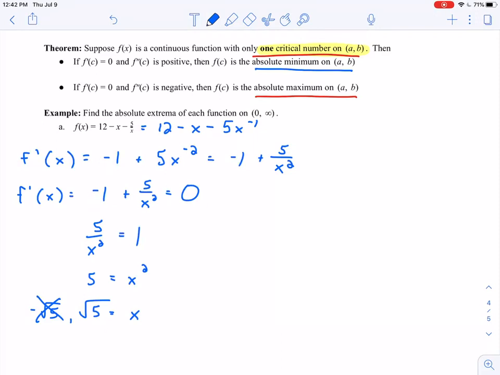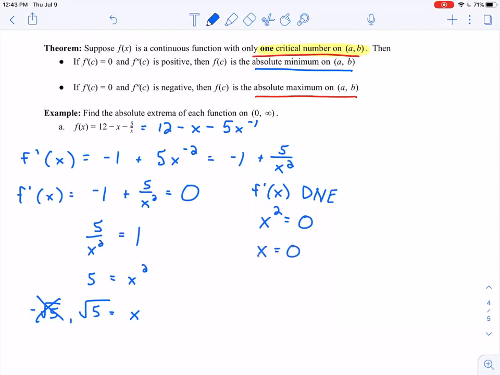But remember, we also need to consider places where f prime of x does not exist. This theorem, we wouldn't be able to use the second derivative if we had a point where our function is not differentiable. But it is possible for it to still be a critical point, and that would mess with my theorem. Then I'd have more than one critical number. So I need to look at my derivative, which is negative 1 plus 5 over x squared. I know that that's going to be a problem if the denominator, x squared, is equal to 0. So that gives me x equals 0.